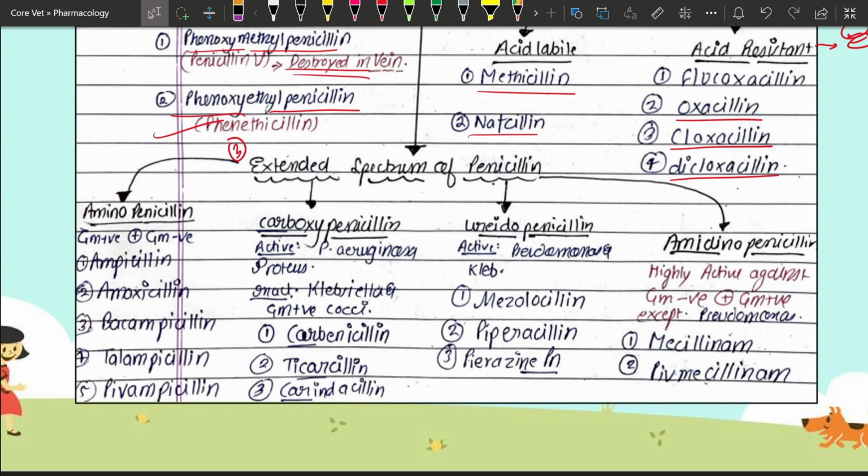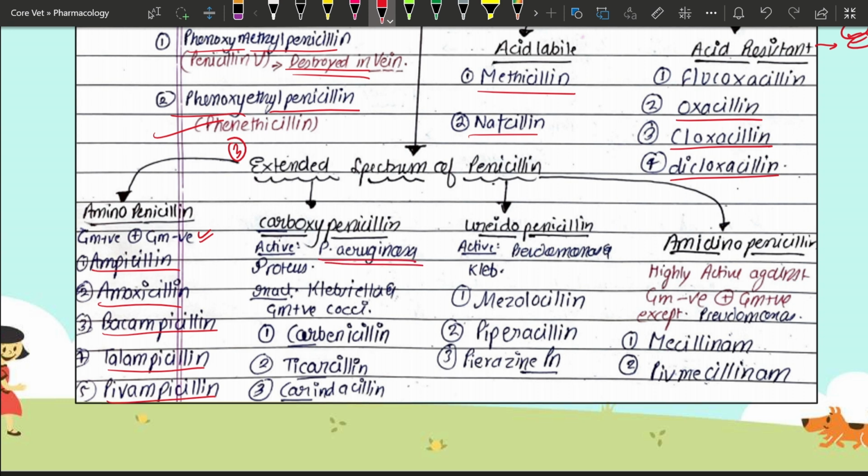Right? Talking about the aminopenicillin, they are active against both the gram positive and the gram negative. So the examples are ampicillin, amoxicillin, bacampicillin, talampicillin, and pivampicillin. Okay, if we talk about carboxypenicillin, they are active against the pseudomonas, right?